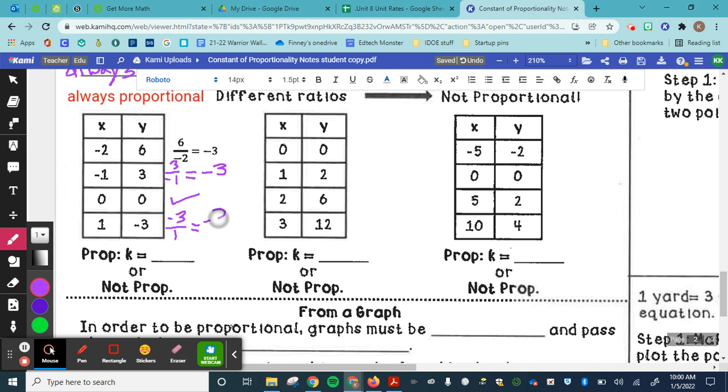What did you notice? That they what? Sorry, let me pause it.